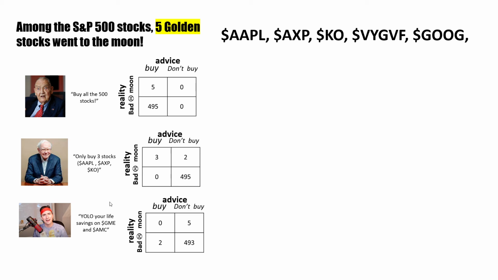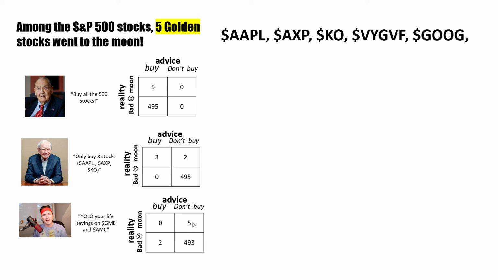And finally, the confusion matrix for Roaring Kitty would be 0 for true positives. 0 is basically the number of good stocks that he told you to buy, and the number of false negatives would be 5. What is false negative here?